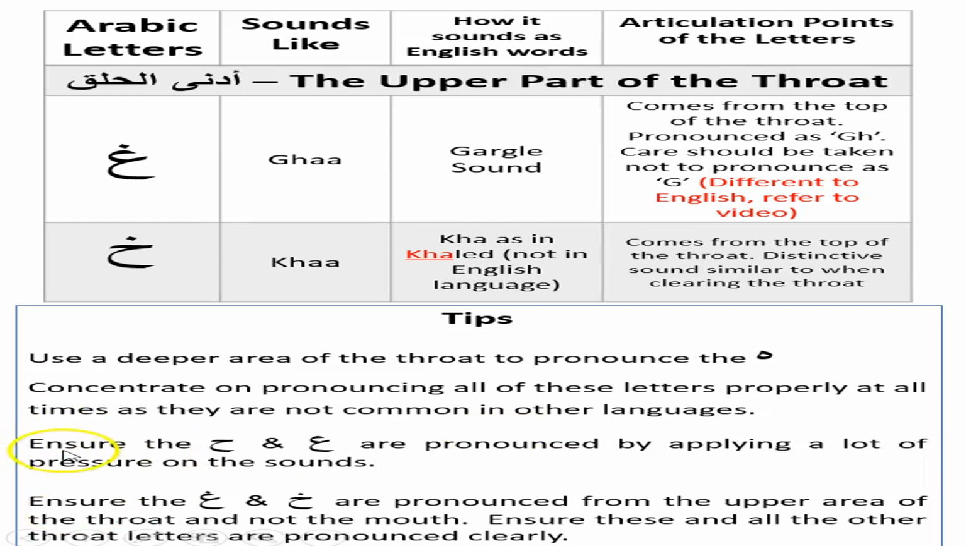The next thing, ensure that the ayn and ha are pronounced by applying a lot of pressure on the sounds. There's a lot of pressure that is applied when you're saying these two particular letters, and there's ayn, and there's ha, and there's a, and there's ha, and there's u, and there's hu, and there's i, and there's hi. So you can hear the pressure that comes from the throat.